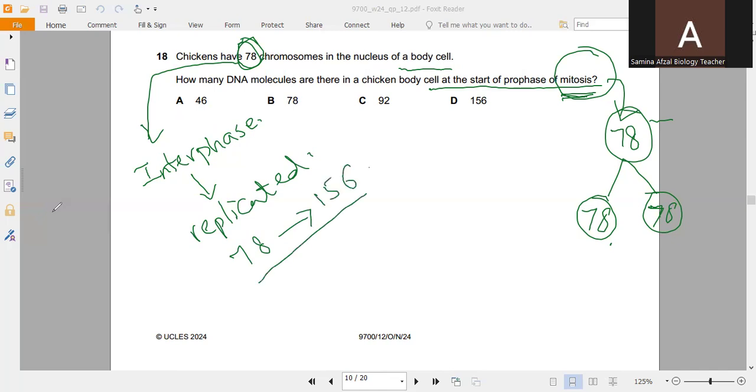This is so that each daughter cell will have the same number of chromosomes as the parent cell has. The parent cell has 78, so each daughter cell will have the same number of chromosomes. For this purpose, in the interphase, when the cell is making its preparation for mitosis, the chromosomes are replicated and doubled, that is 78 to 156. So the answer is 156. That is T.